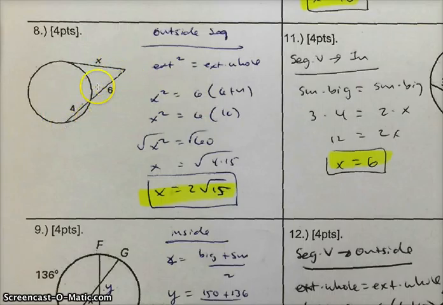Remember, segment addition. A lot of students try to multiply there. That would have been incorrect. 4 plus 6 gives us 10. 6 times 10 is 60. Take the square root of both sides. Factors of 60 are 4 and 15. Square root of 4 is 2. X equals 2 radical 15.